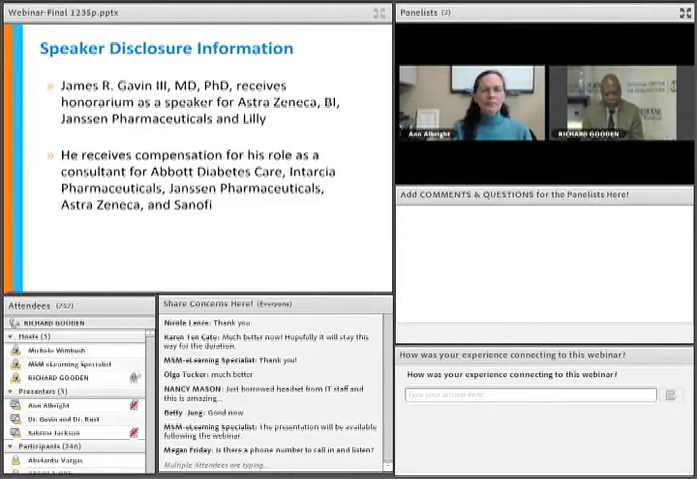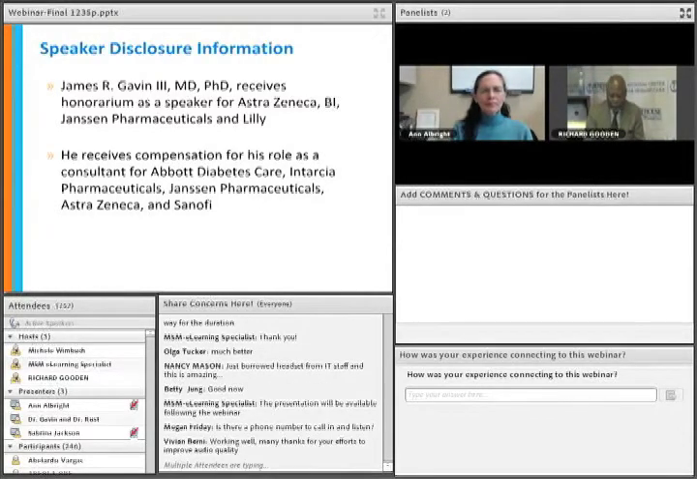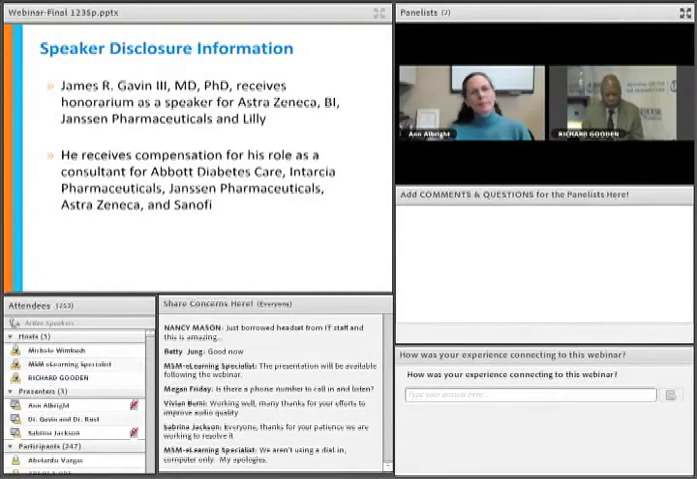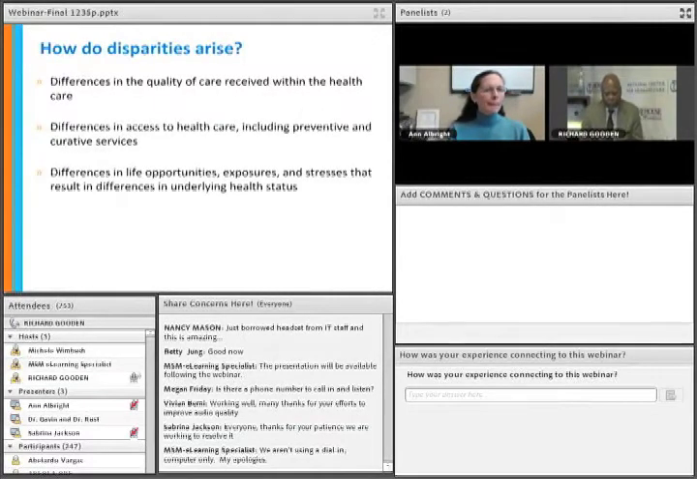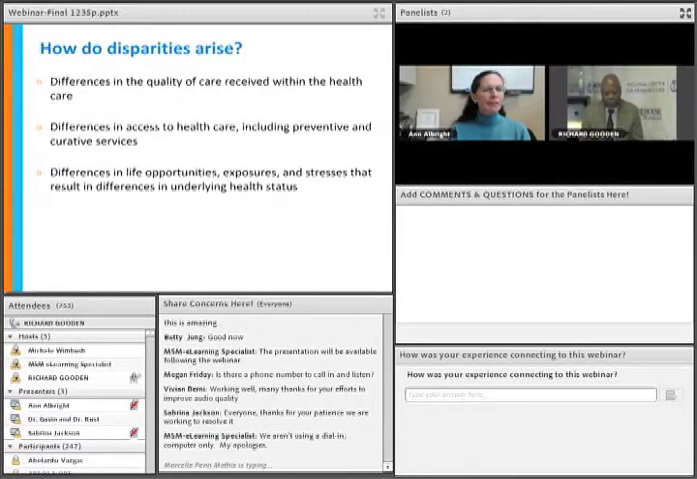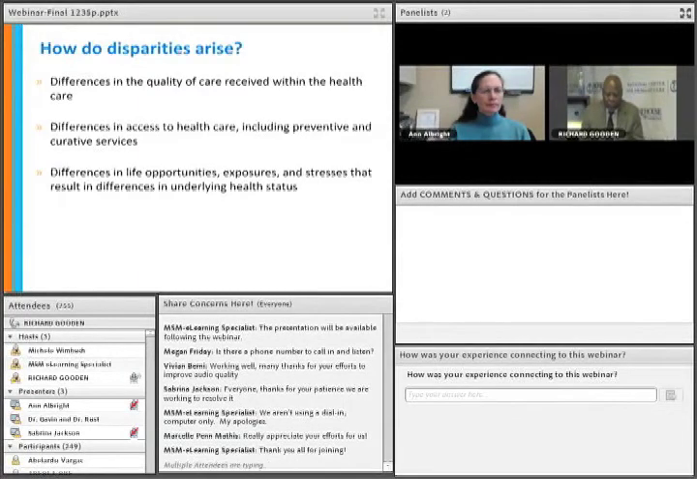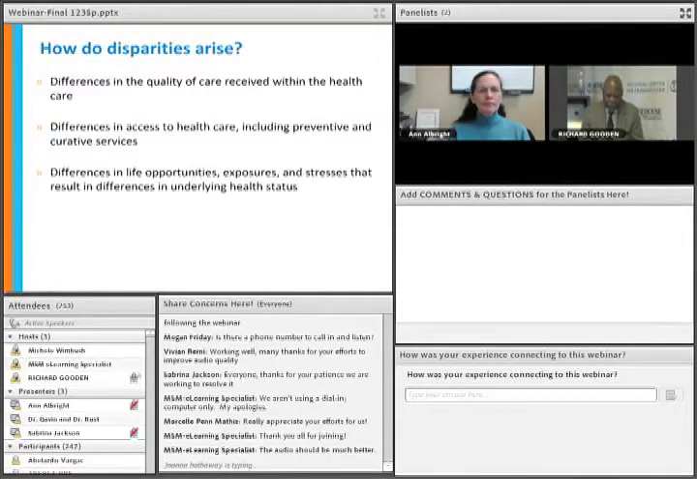Let me put this in perspective by pointing out first, next slide, the question of how disparities arise. Well, we're talking about differences in the quality of care that's received within the healthcare system. We're talking about issues related to differences in access, and these are things that Dr. Russ has already alluded to, especially preventive and curative services. But then we're also talking about the broader mix of differences in life opportunities, exposures, and stresses that result in differences in underlying health status.